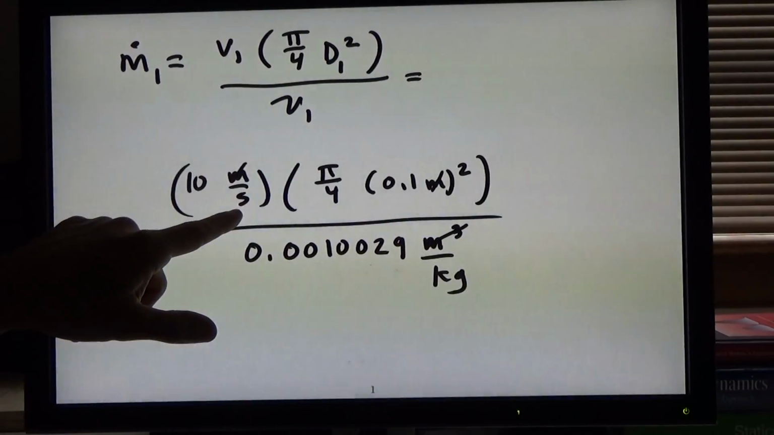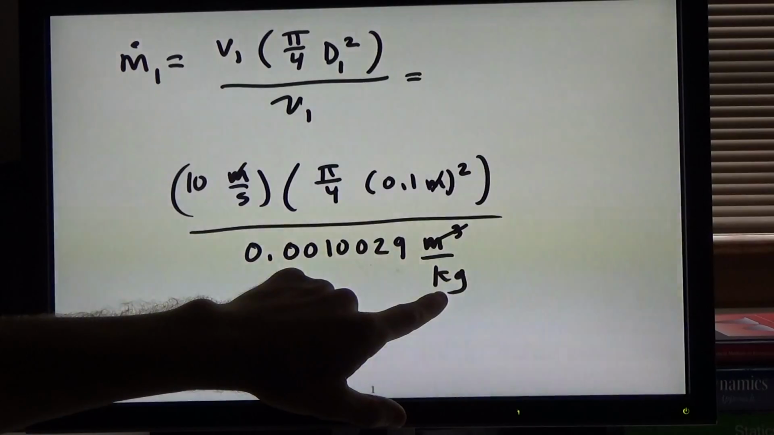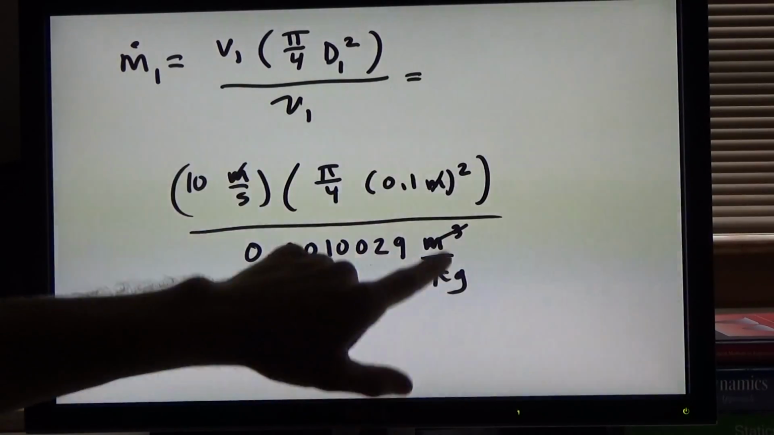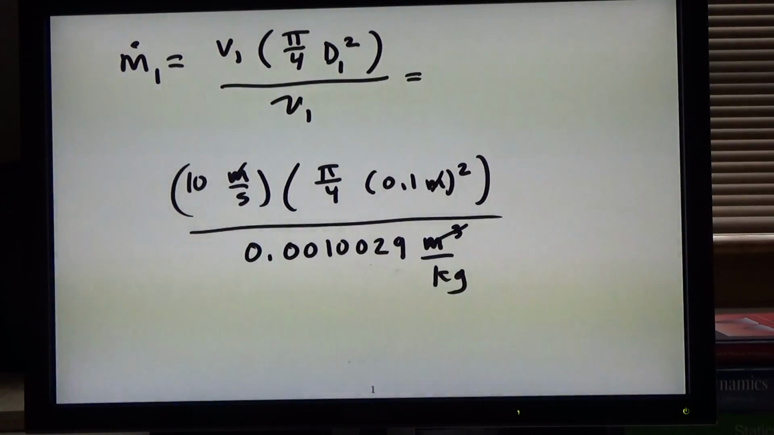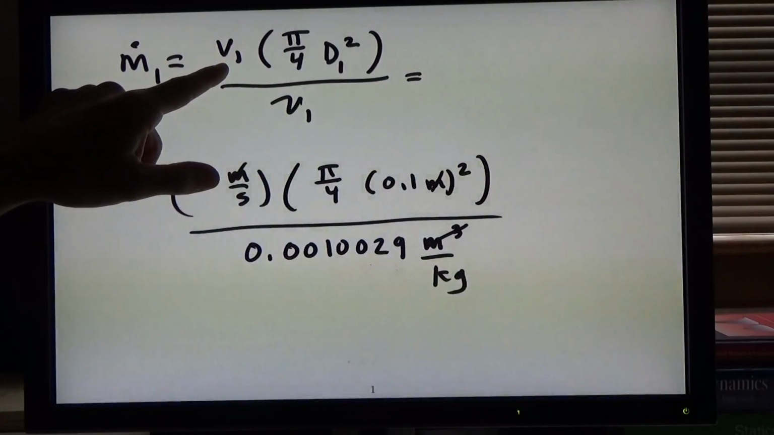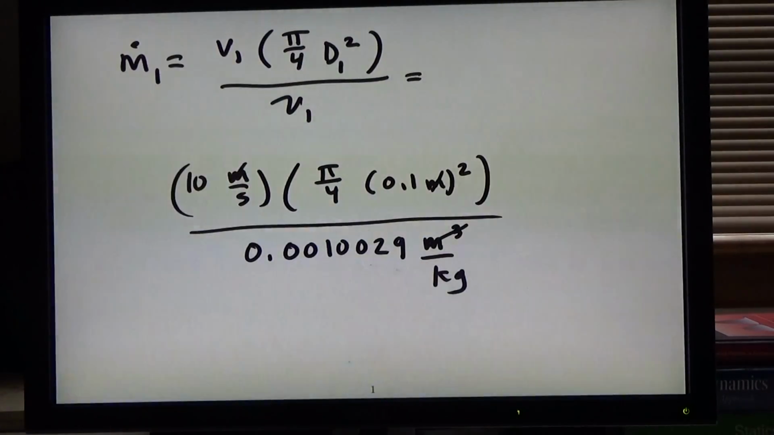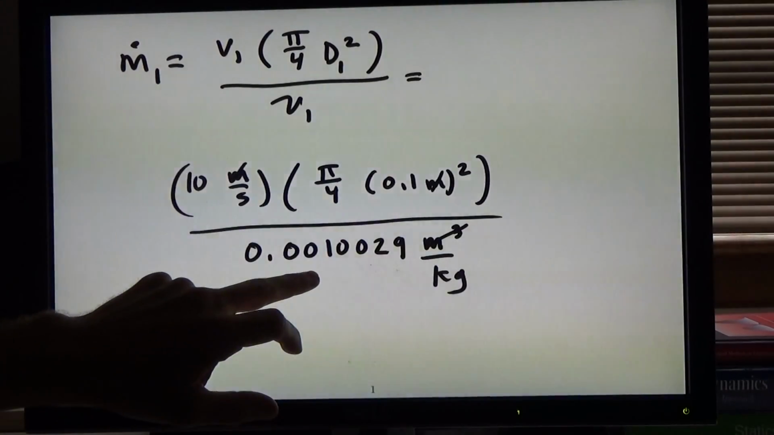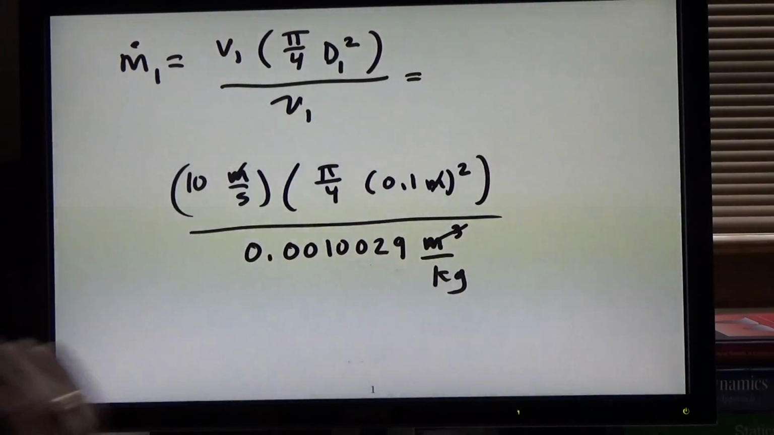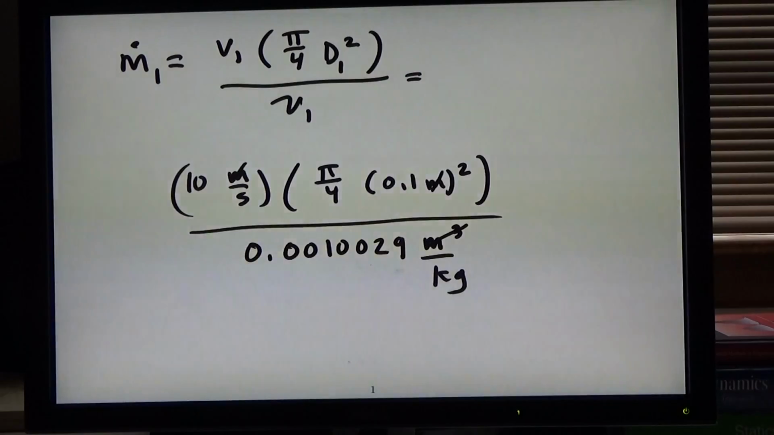On the bottom here we have seconds, and this is in the denominator of the denominator, so it goes back up to the top. That means our units end up being kilograms per second, which is exactly what we want for the mass flow rate. So if you have velocity in meters per second, your area in meters squared, and your specific volume in meters cubed per kilogram, no need to worry about any unit conversions for mass flow rate.